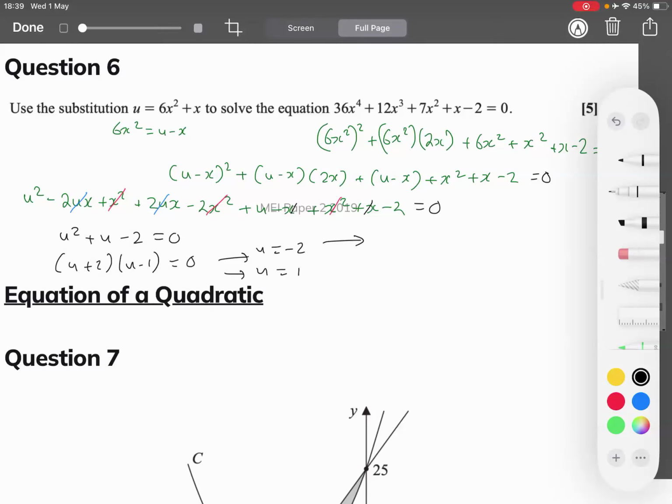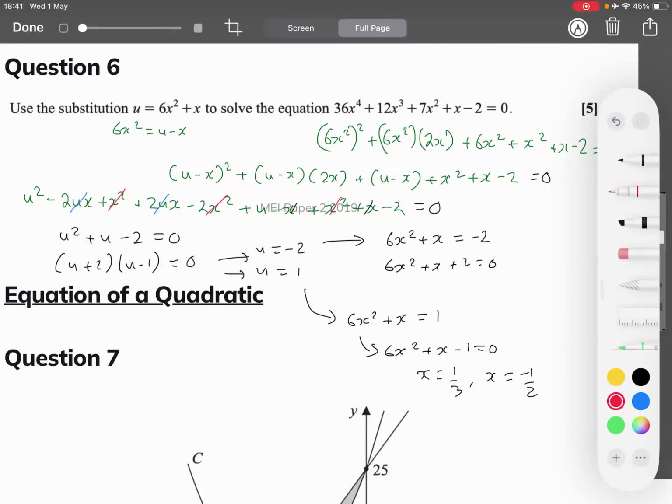From there, we have to solve for x, right? So 6x squared plus x equals -2, and also 6x squared plus x equals 1. That is 6x squared plus x plus 2 equals 0, and 6x squared plus x minus 1 equals 0. And we have to solve both of these.